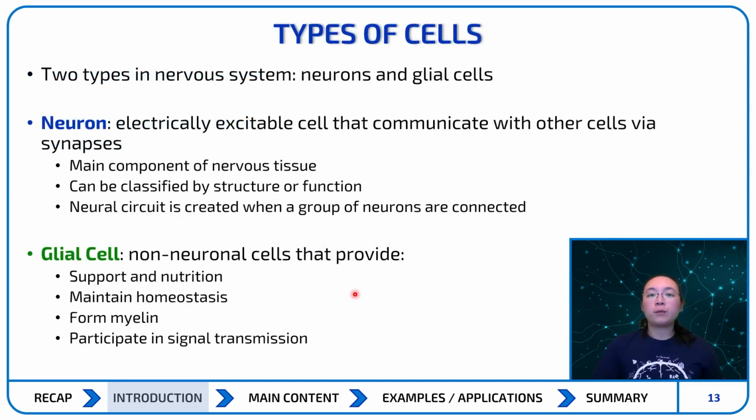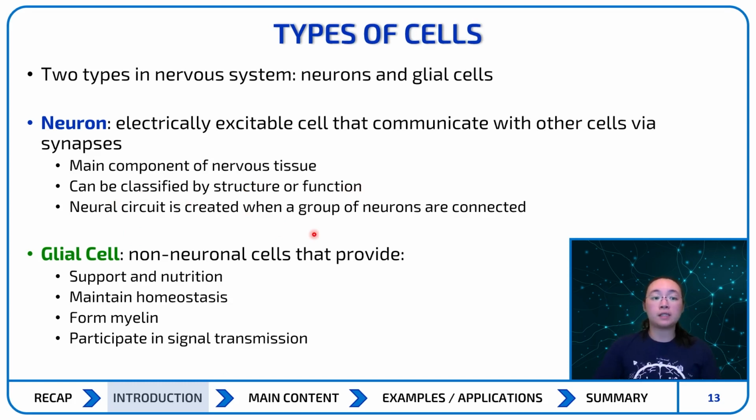Okay, so now that we know about the different types of systems within a nervous system, we want to focus on what kind of cells are in the nervous system. And essentially, there's only two types of cells. There's neurons and there's glial cells. So neurons are electrically excitable cells that communicate with other cells through synapses. They're the main component of nervous tissue and can be classified by structure or function, and we'll go through those in a bit. A neural circuit is created when a group of neurons are connected.